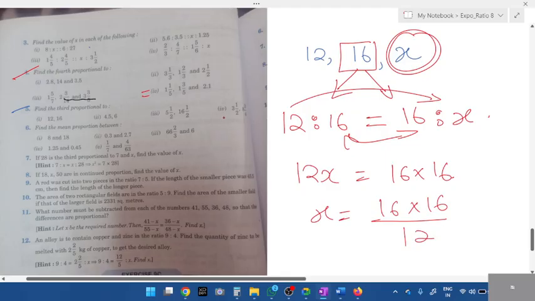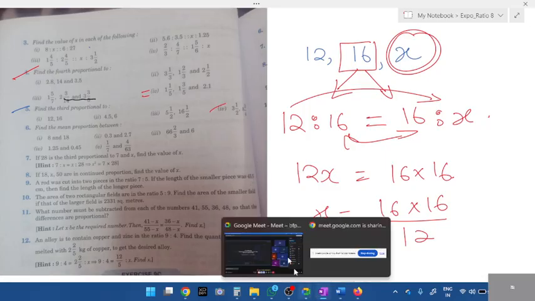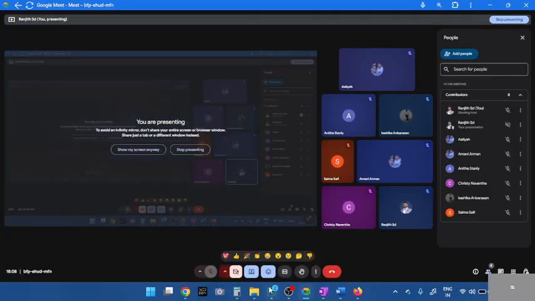After this, we will try the last question. Same concept. Just write the middle term twice. Try the last one. I'll give you all 2 minutes. Complete it.